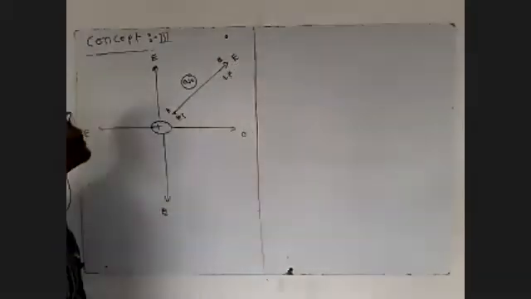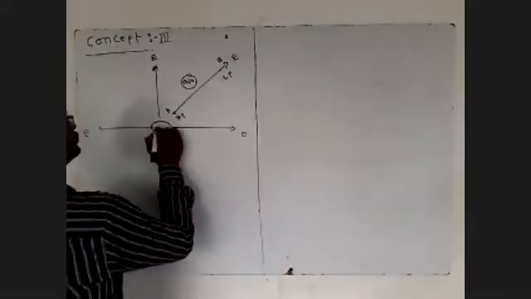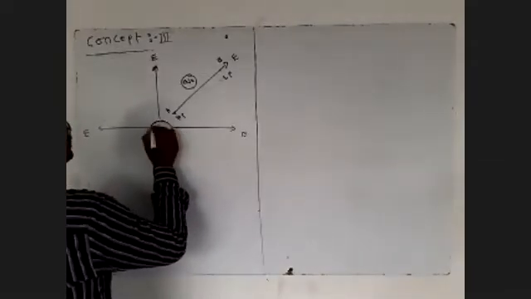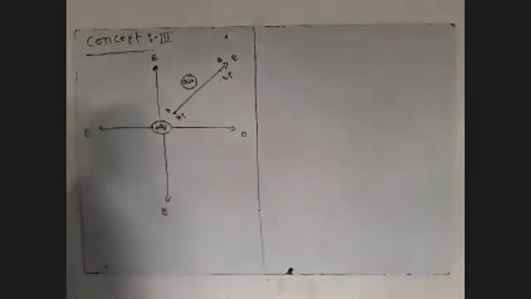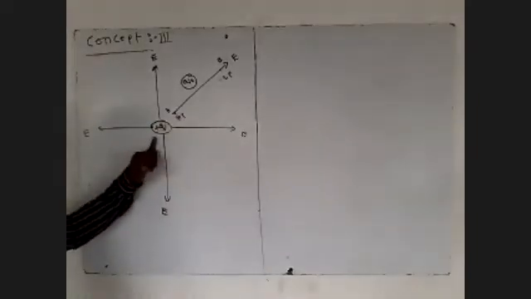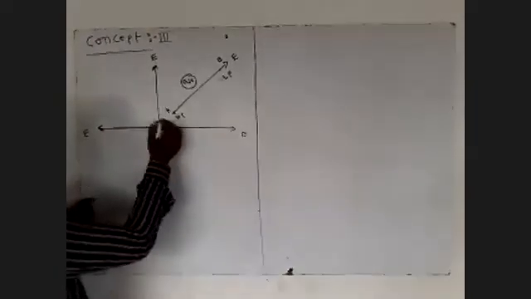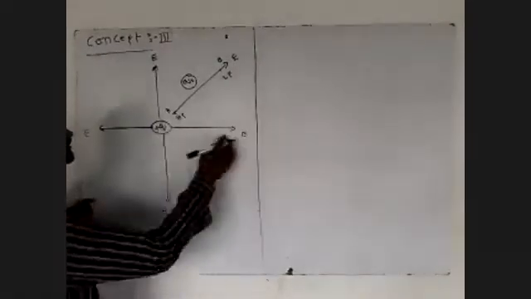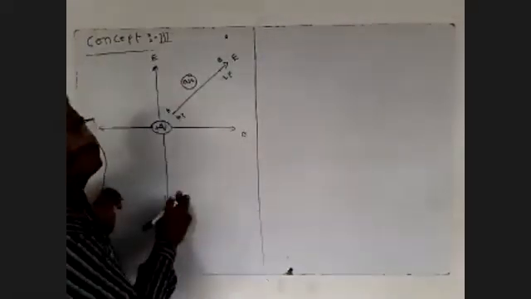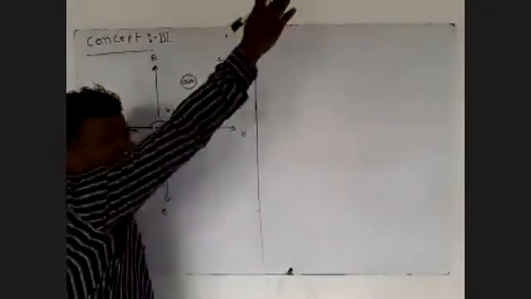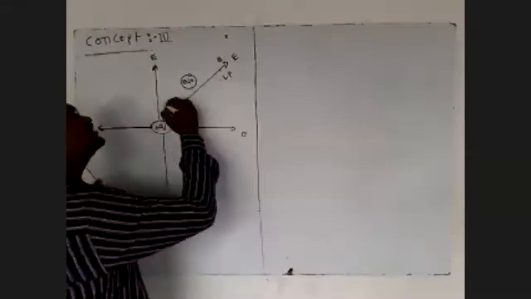Now this is a positive charged body. The direction of the electric field is away from it. The field lines start from the positive charge and end at infinity. I'm taking this point as small a and this point as small b.